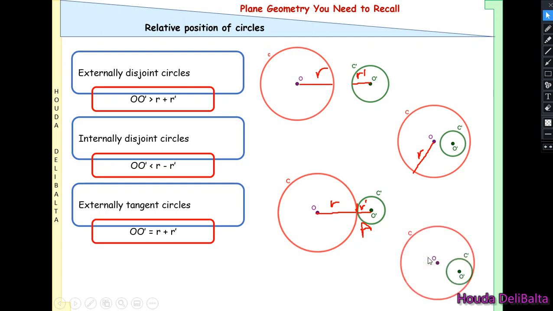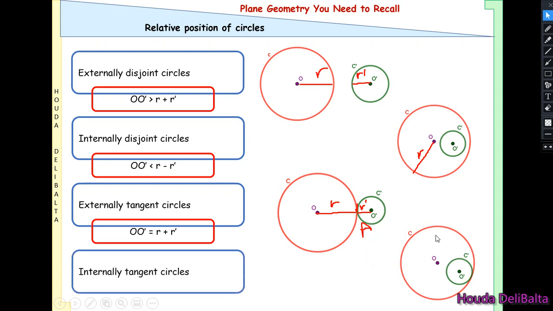And finally, here we are with the internally tangent circles. They are two tangent circles, but from inside. Here is the point of tangency, as you see, and here is the large radius R of the big circle, and here is R prime. Notice that the distance between O and O prime is exactly equal to R minus R prime, the big radius minus the small radius.